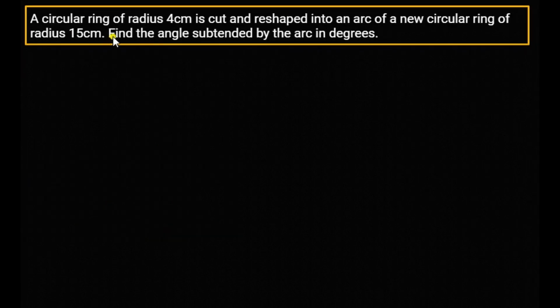So the question is, a circular ring of radius 4 centimeters is cut and reshaped into an arc of a new circular ring of radius 15 centimeters. Find the angle subtended by the arc in degrees. First, let us visualize the question. So it is given that a circular ring of radius 4 centimeters. So let this be the circular ring of radius 4 centimeters. So let the radius be R1 because we are dealing with two different circular rings in this question.